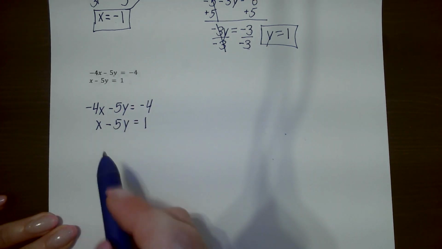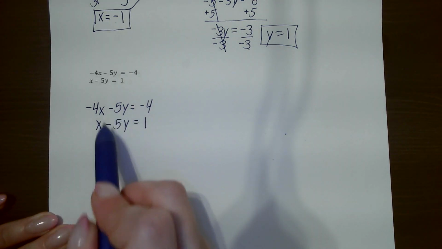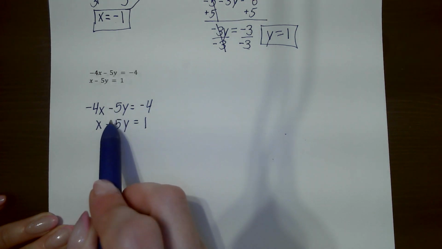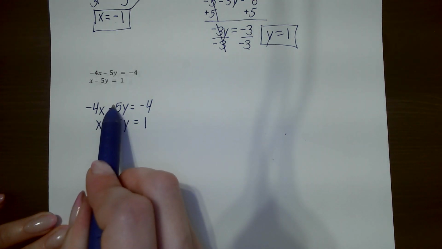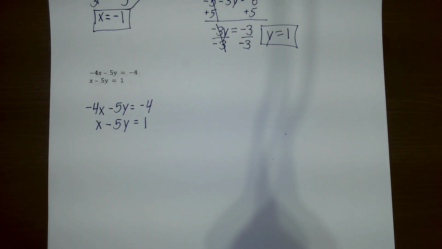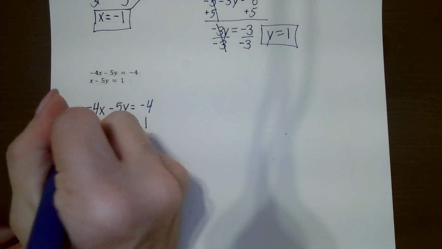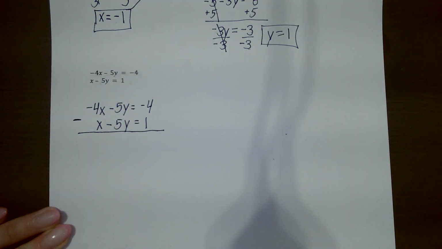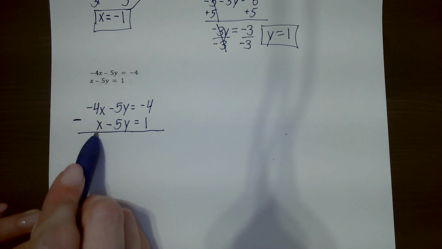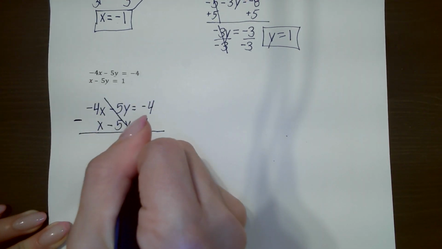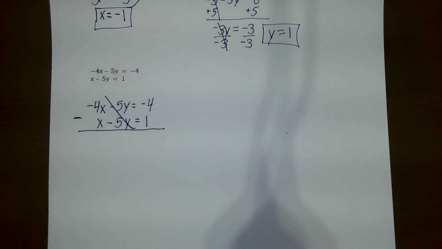Now in this system, notice I have both negative 5s. If I were to add these, negative 5 plus negative 5 would be negative 10, and that wouldn't eliminate anything. So this is a case where I'm going to subtract. Now remember, if you're subtracting one term, please remember to subtract all three terms in the equation. So the y's will cancel out.